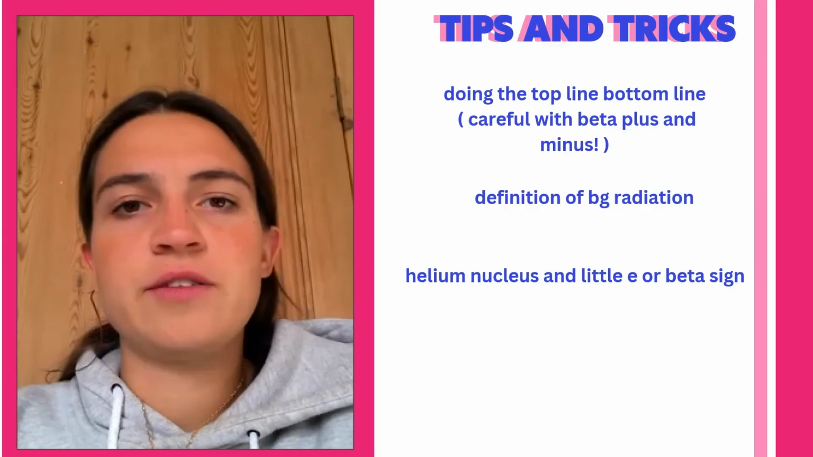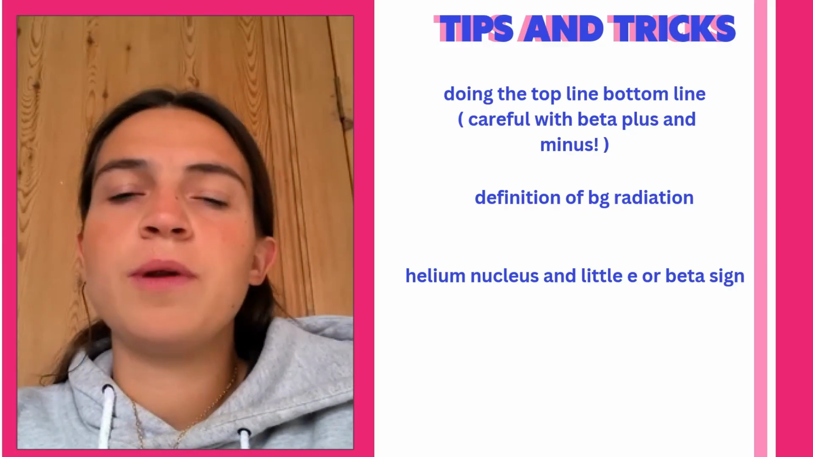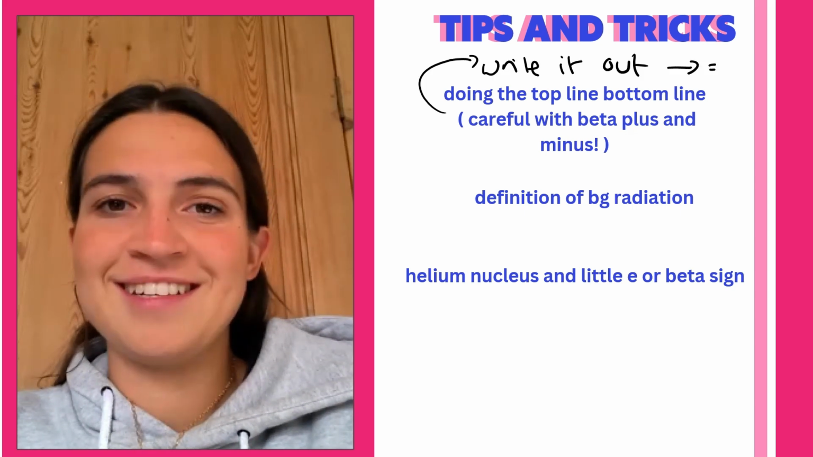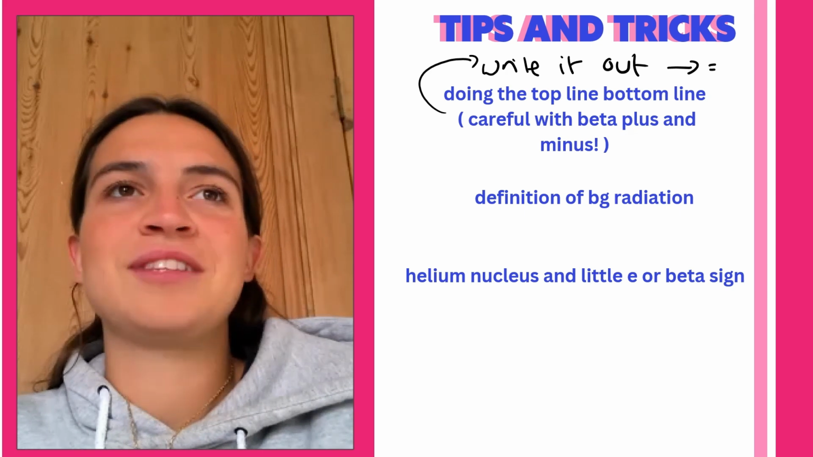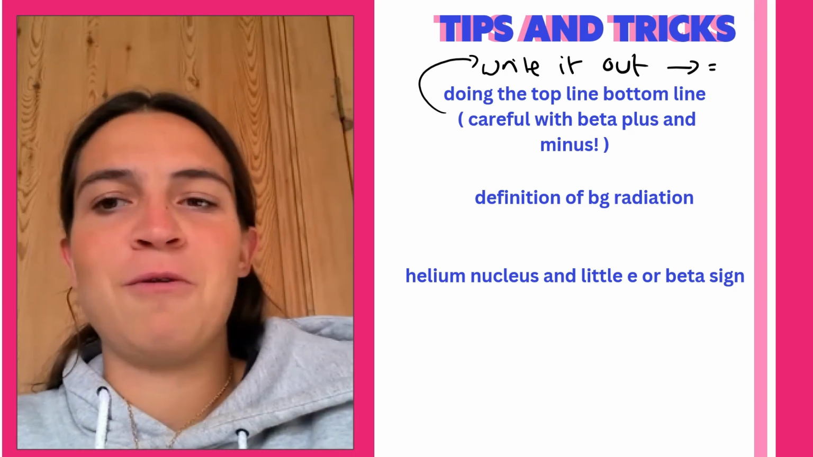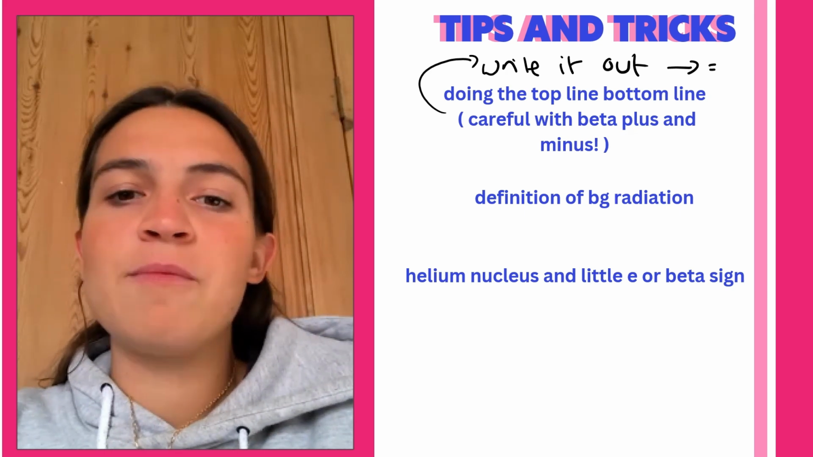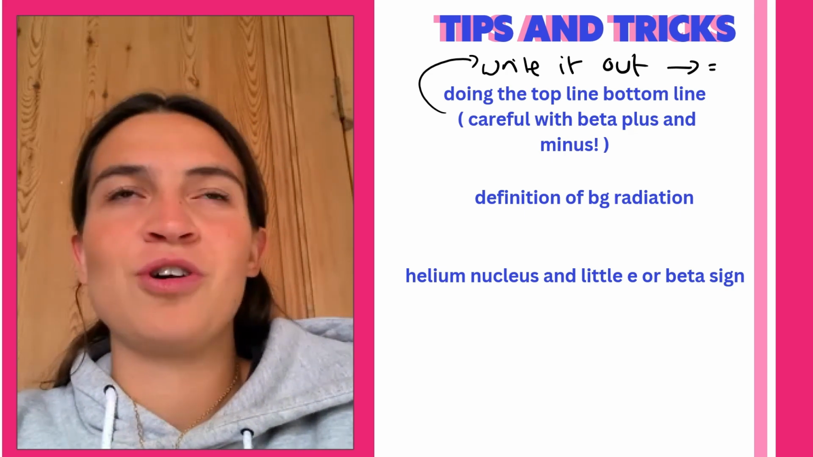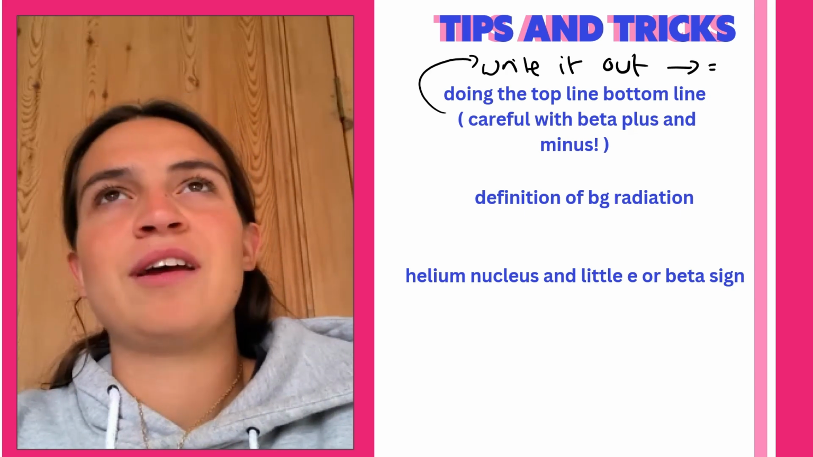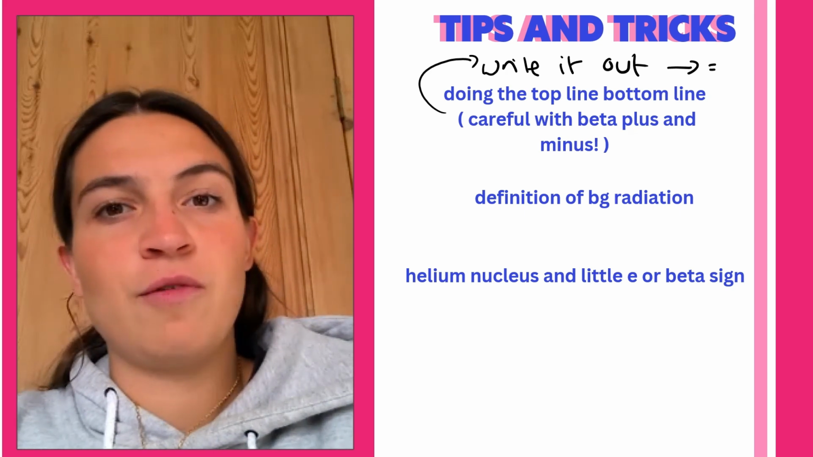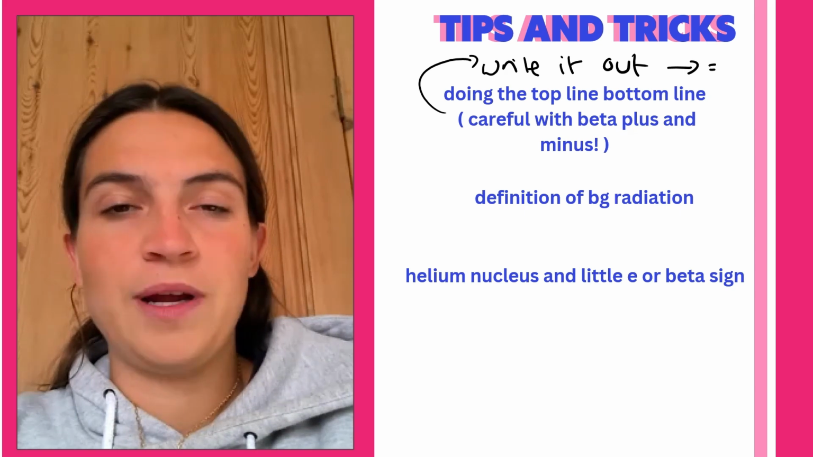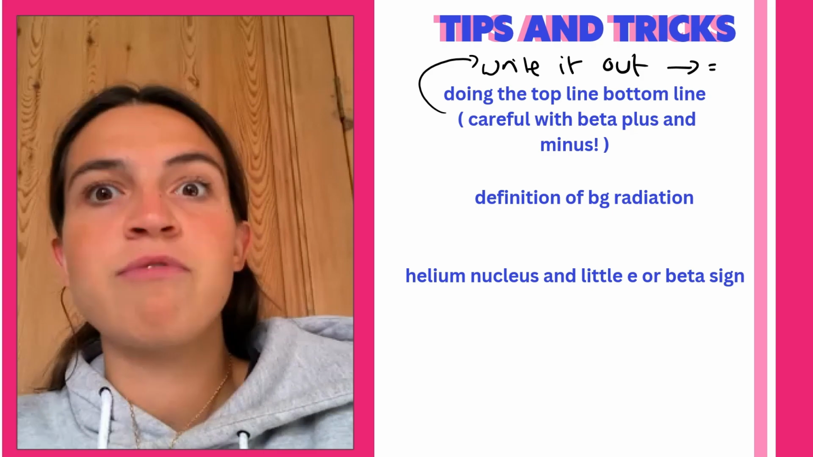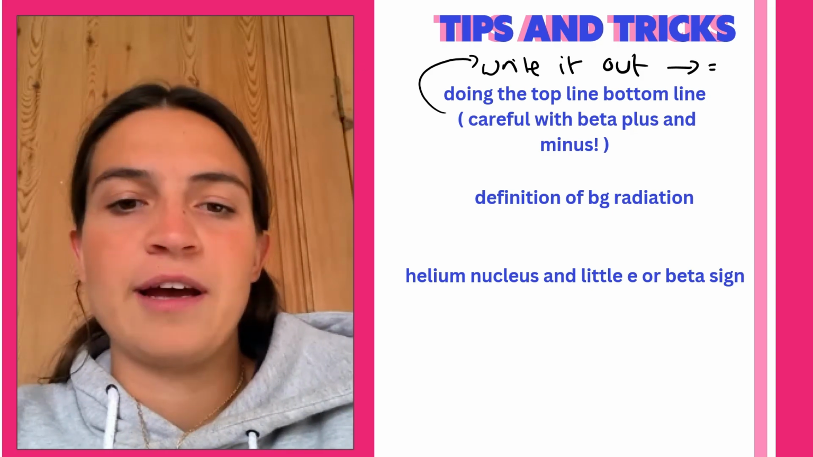Okay, my tips and tricks for this section: doing the top line, bottom line of maths for these decay equations is underrated. I would definitely write it out, with thing on the left, an arrow, and thing on the right. Why? Because mostly with your beta plus and beta minuses, you would be shocked by the amount of times that people get those the wrong way round if they don't write these out properly. It's a very easy but costly mistake to make in an otherwise relatively simple part of the spec.